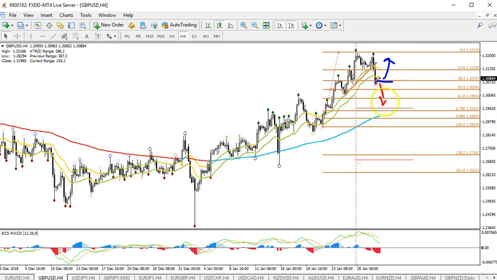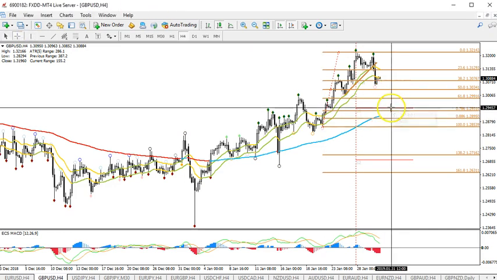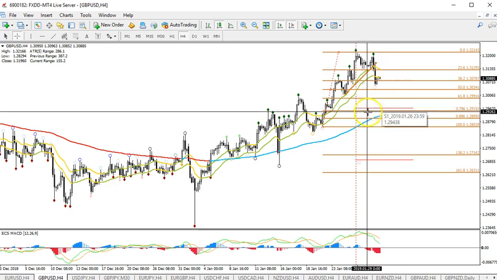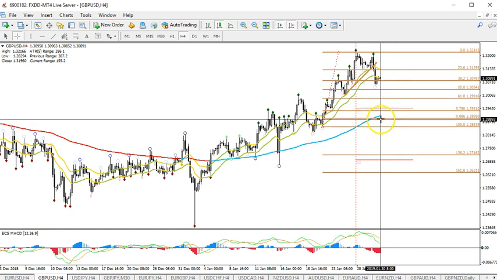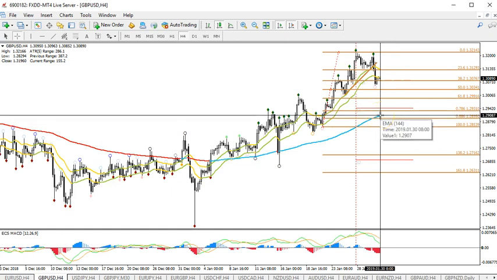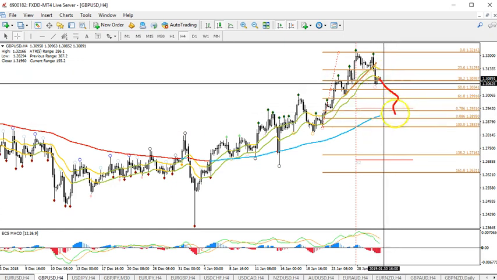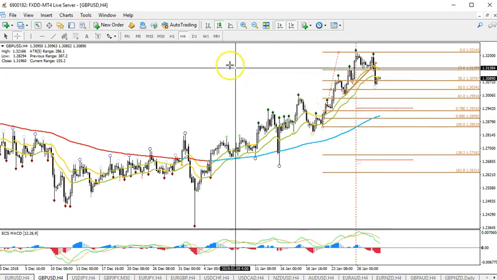If it does break again to the downside, then it's looking like a bigger correction is going to take place, and I would expect price to fall down to 130, maybe even to the S1 here at 129.40. Let me check. Yeah, roughly that, 129.44. So it could even go all the way to the long-term moving average, for instance. So there's a lot of potential reversal space there.